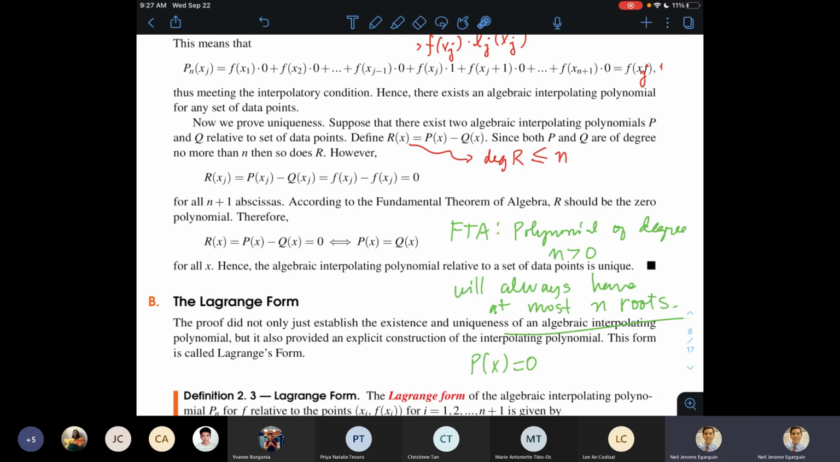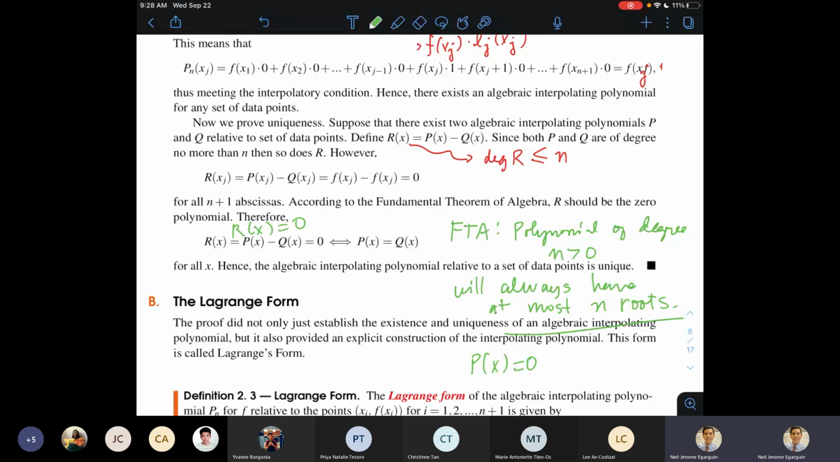Pero what have we found out here? We found out na si r ay nagze-zero sa lahat ng xj. Pero ilan yung mga xj's? Meron tayong n plus 1 na x sub j's. So ibig sabihin, mabaviolate yung conclusion ng fundamental theorem of algebra. So that means R should have degree equal to 0. At isa lang naman yung polynomial of degree 0 na ang function value ay 0. Ibig sabihin, R should be the 0 polynomial. So R of x must be the 0 polynomial.